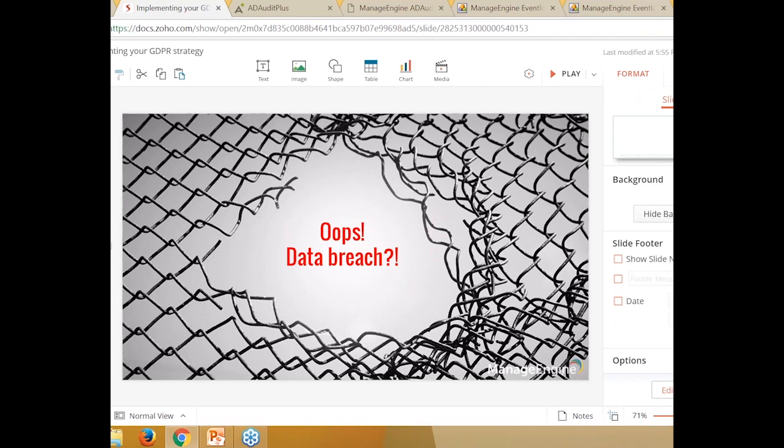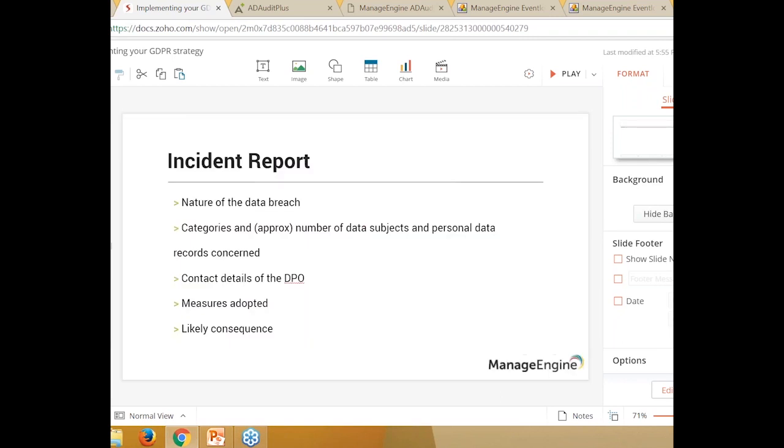So an auditing tool like ours, Log360, can do so much more for you even if you get breached, because you have in place a mechanism to file an incident report, right?